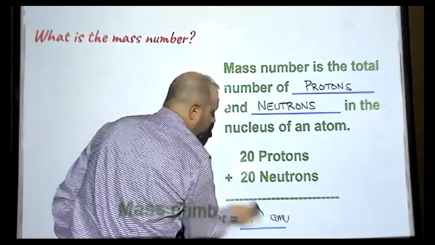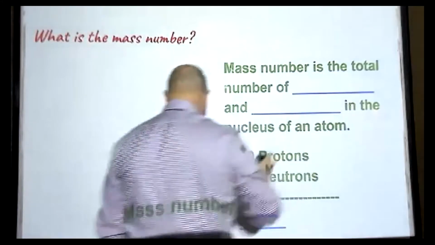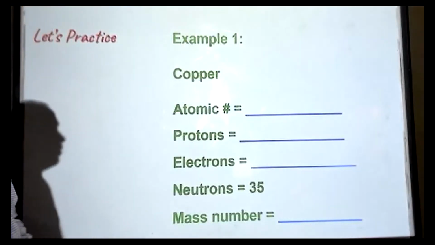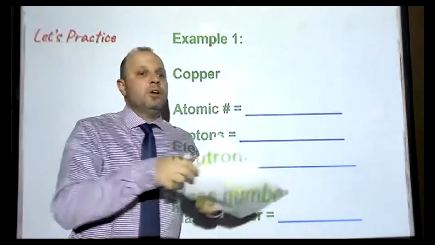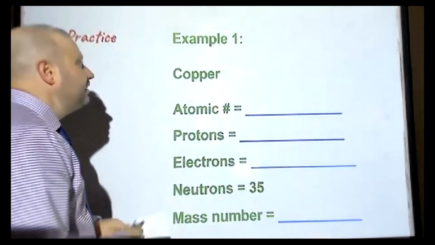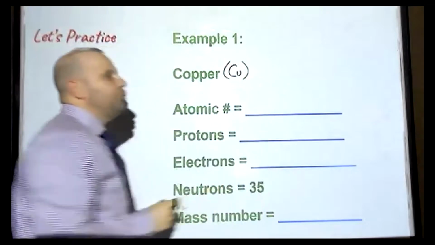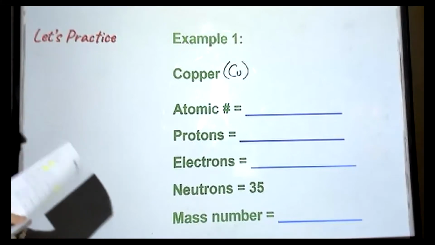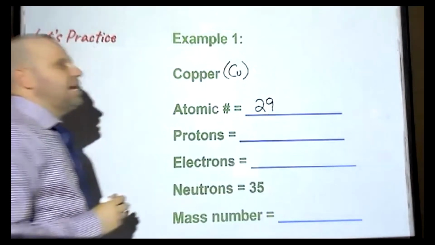Alrighty, so now we're going to put all of these pieces together, and we're going to look at two examples. The first example is for copper. Using your periodic table, find where the element copper is. I'll give you a little hint. It has the symbol Cu. Looking at the periodic table, its atomic number is number 29.